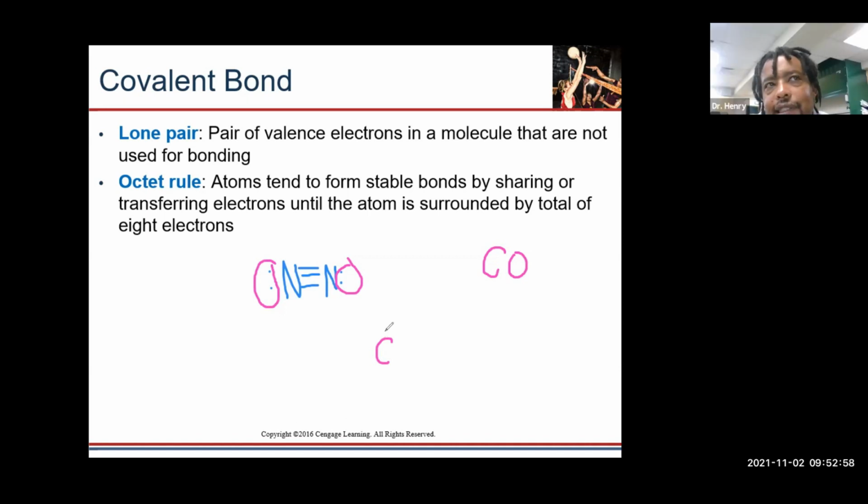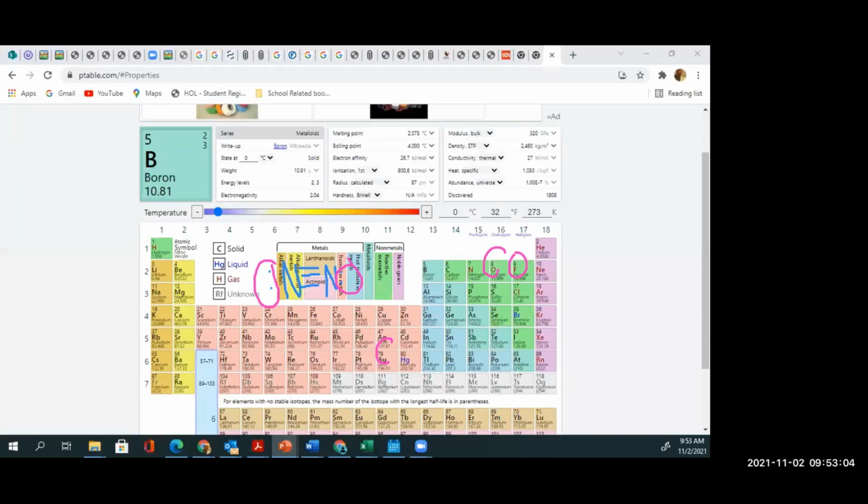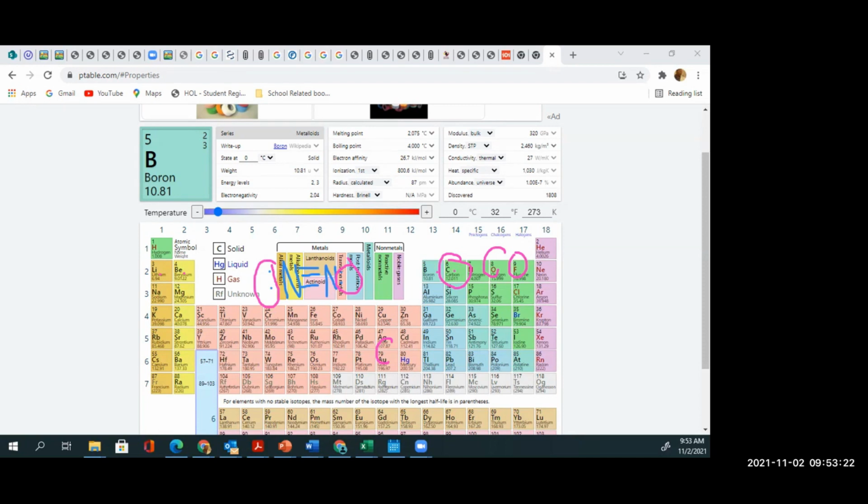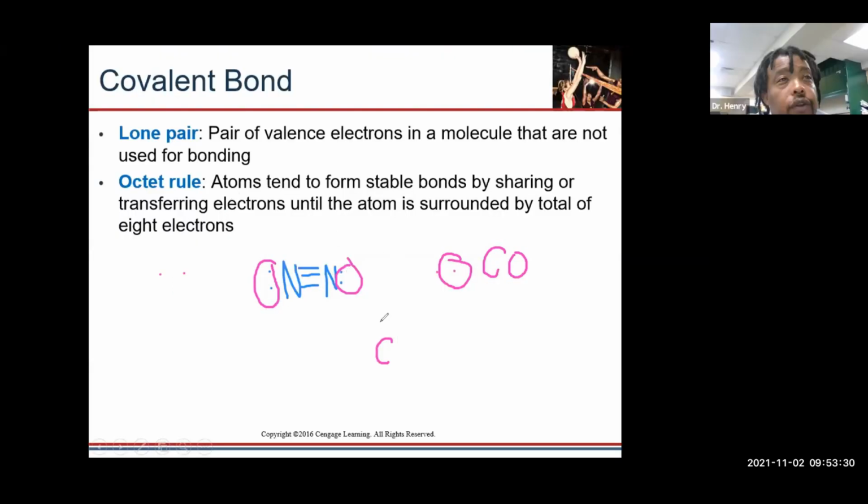No. Okay, so let's take a look at the periodic table. So carbon is right here. We count till we get to carbon, so that's 1, 2, 3, 4. So it has 4 valence electrons. Okay, I got it. Okay, so carbon has 4 valence electrons, so we're going to put 4 here. And oxygen has how many?